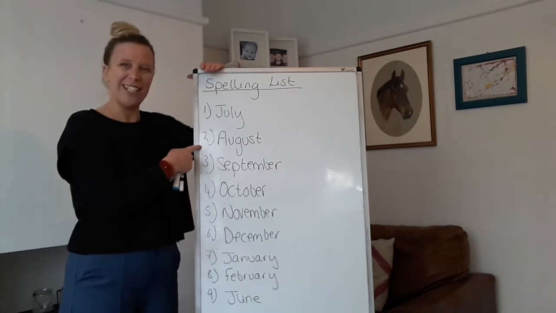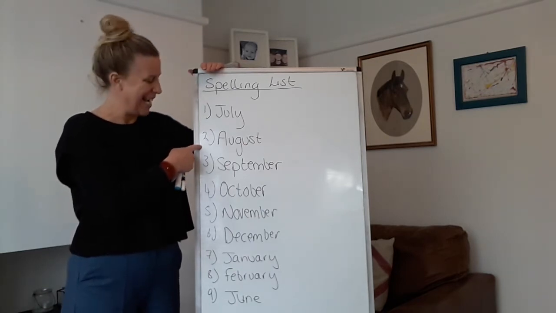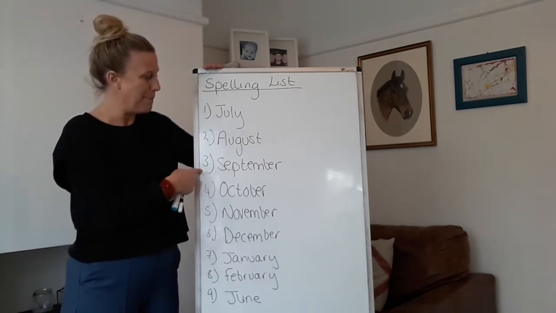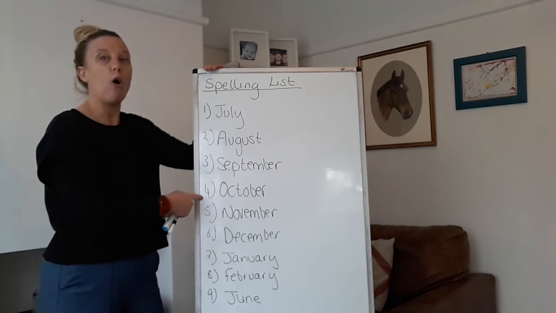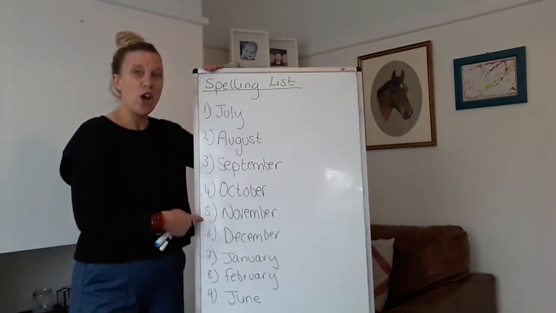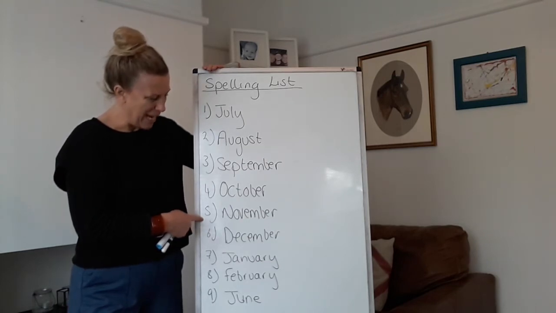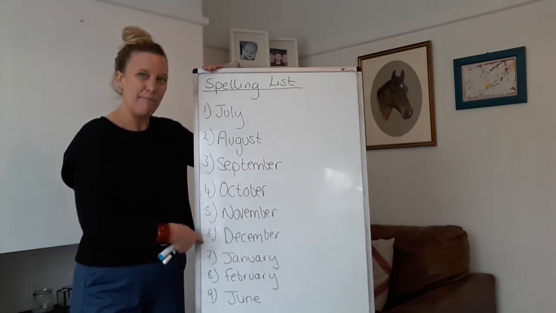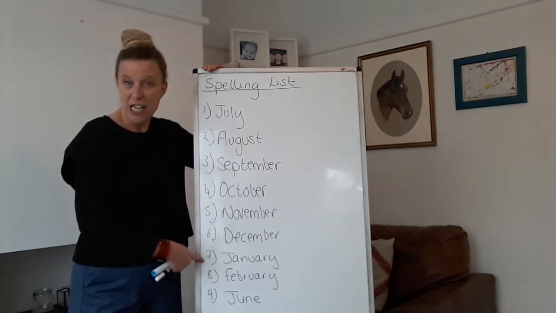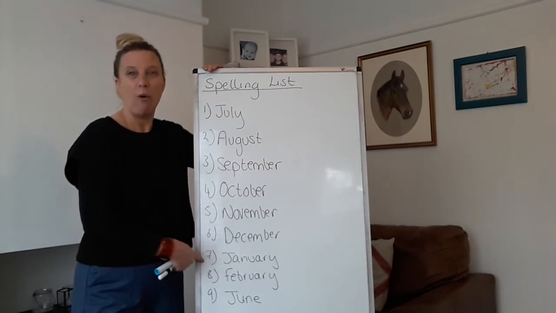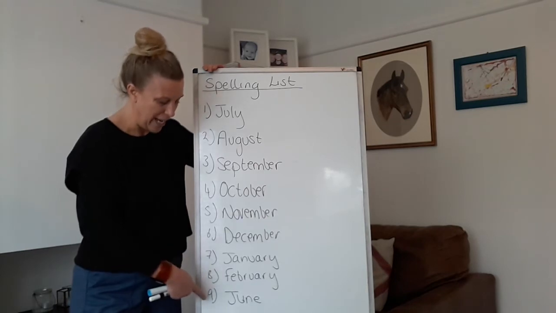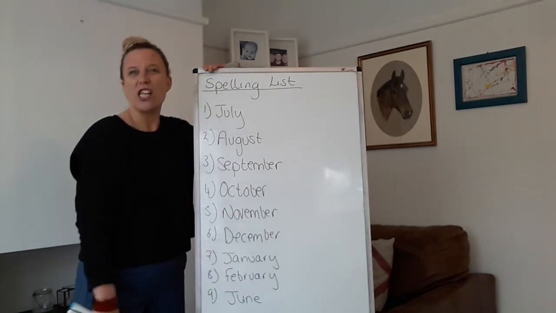Number 2 is August, August. Number 3, September, September. Number 4, October, October. Number 5, November, November. Number 6, December, December. And then number 7, January, January. Number 8, February, February. And number 9, June, June.